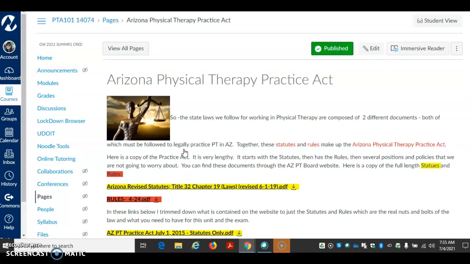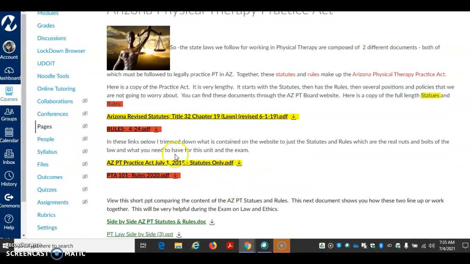And this page right here is going to be very important to look at prior to the exam. I'm not going to read this word for word for you because you can do that on your own, but the gist of it is I'm going to have you print these two documents, your statutes and your rules. You're going to keep them separate, staple them together, and label them, one statutes and the other one rules.